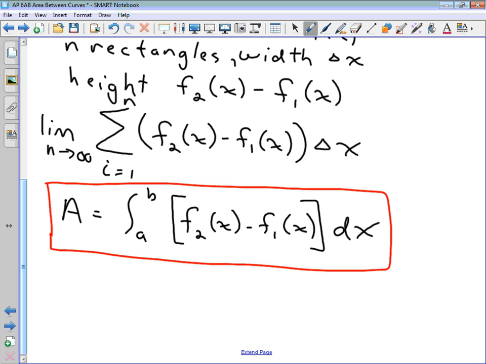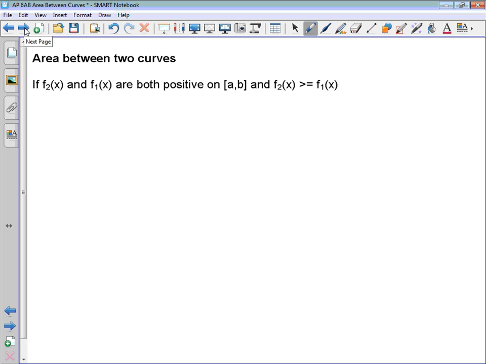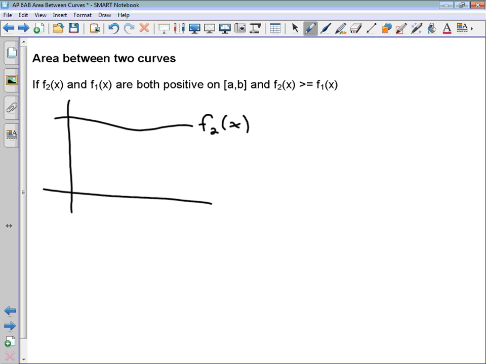So another way of thinking about this is, if f2 at x and f1 at x are both positive on our region, and f2 is greater than or equal to f1, so f2 is up here at the top, f1 is down here at the bottom. I've drawn these so that they're both greater than 0, so they're both positive on our interval a to b.